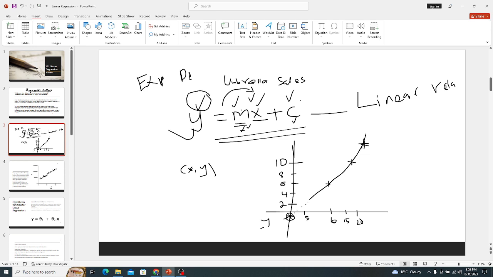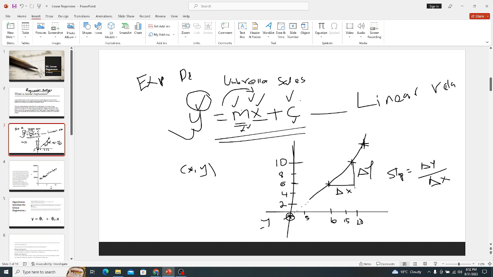Let's come to m. M now is the slope of this regression line. For example, we can try to calculate the slope. You know that slope is given by change in y divided by change in what? X. That is the slope. Slope is given by change in y divided by change in x.